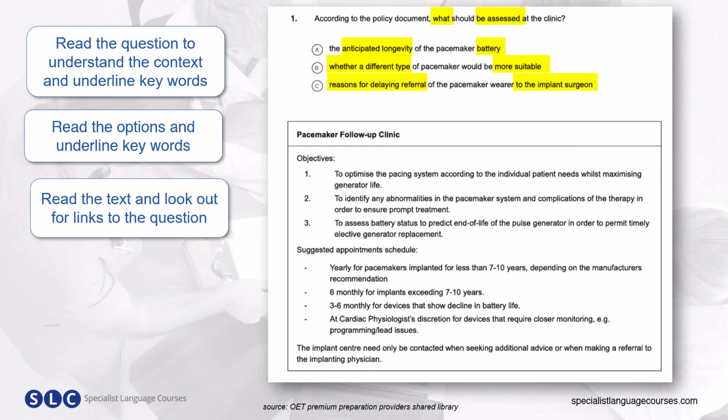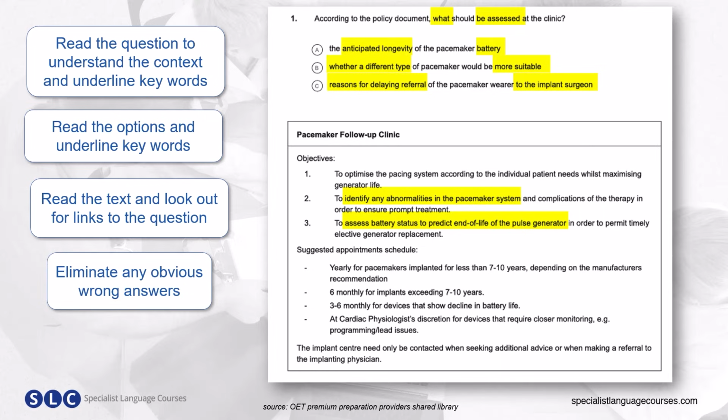Now let's read the text and look out for links to the question. Pause the video and read now. Okay, so looking at the paragraph, we can find out that we need to assess the following things. Identify abnormalities in the pacemaker system and assess battery status to predict end of life of the pulse generator. So we've got those things that are expressed in the text about assessment.